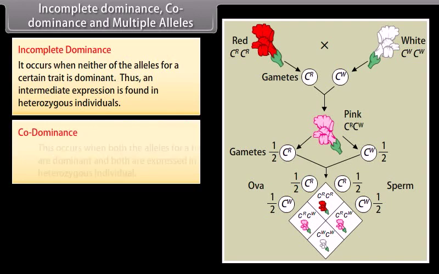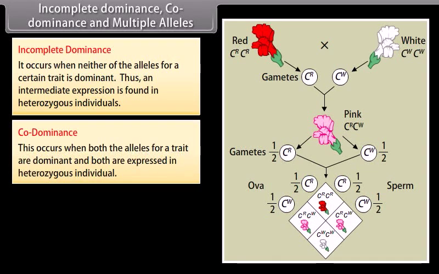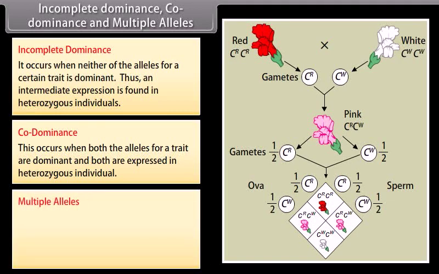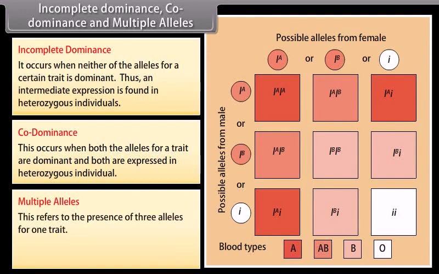Codominance. This occurs when both the alleles for a trait are dominant and both are expressed in heterozygous individual. Such a phenomenon can be observed with multiple alleles. Multiple alleles. This refers to the presence of 3 alleles for one trait. Example: human blood has 3 alleles, A, B, O.